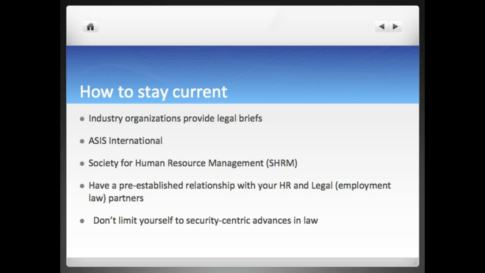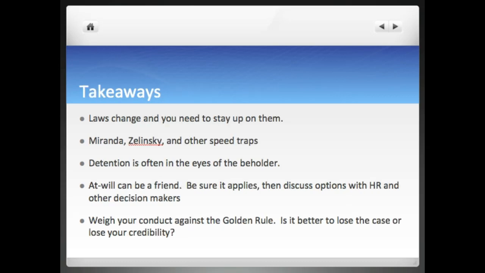It's your only defense if indeed you find that you overstep. So staying current and showing you're trying to stay current is hugely important for the investigator. I encourage you to look at those organizations, ASIS especially, and the Society for Human Resource Management, as two really good places to look for legal updates that impact the investigative space.